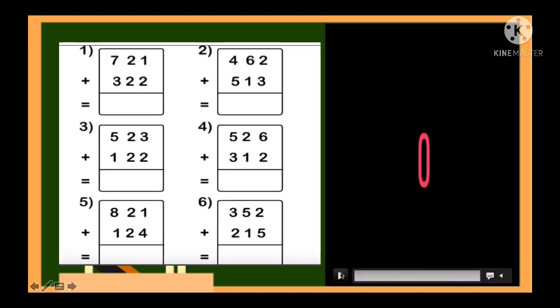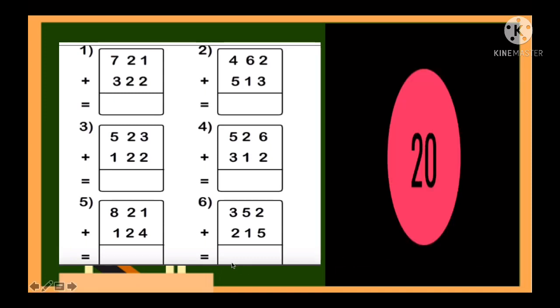Okay, your time is up. Now let us answer. Number 1, 721 plus 322. What will be the answer? Is it hard? No, correct. This one is 1,043. Okay? It's because 7 plus 3 is 10. So since there's no other numbers on its left side, we can just write 10.